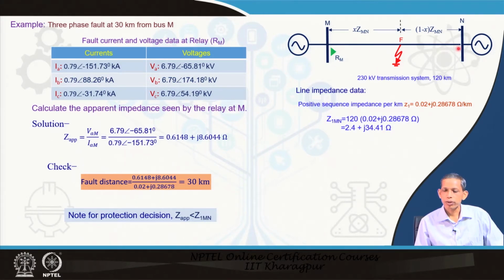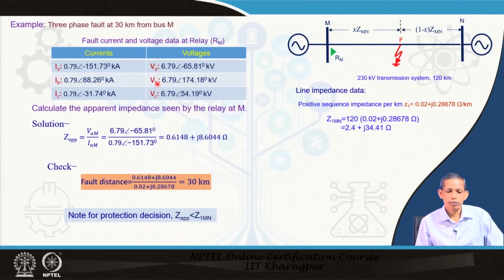Out of this total impedance, a 3-phase fault is created at 30 kilometers. Now, the fault currents recorded at the relay bus are like this: 0.79, 0.79, 0.79 for each phase, and then we have the corresponding angles for phase A, phase B, phase C.